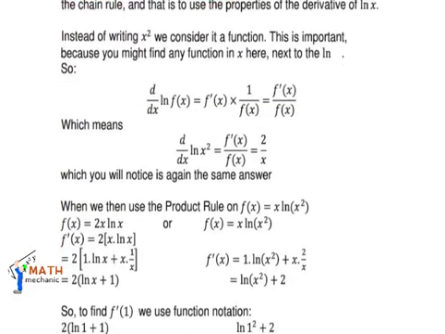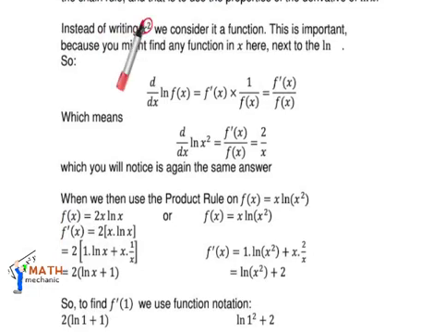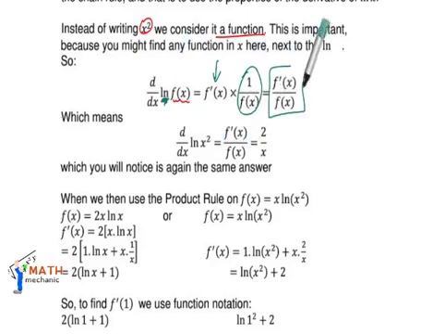So instead of writing x squared as the question dictated, we consider it a function. So we've got the ln of a function. Now according to the chain rule, we will then get the derivative of that function multiplied with the derivative of ln, which is 1 over f of x, and if you multiply it, you get that.